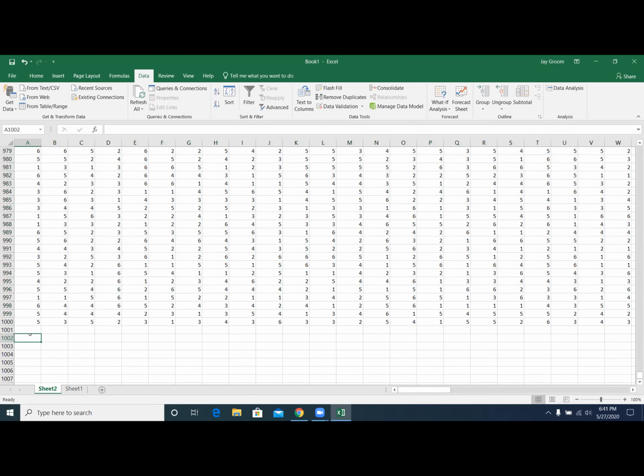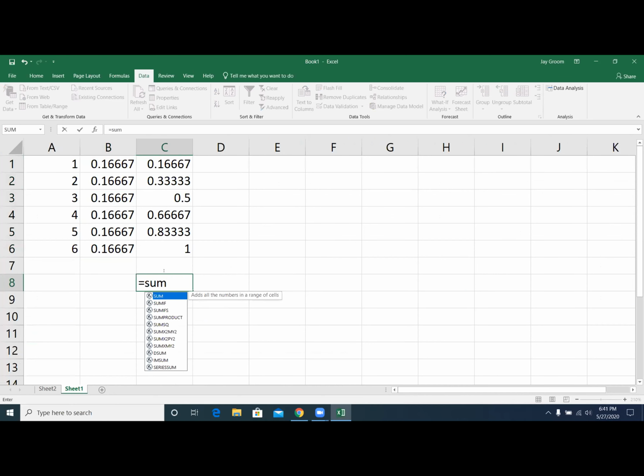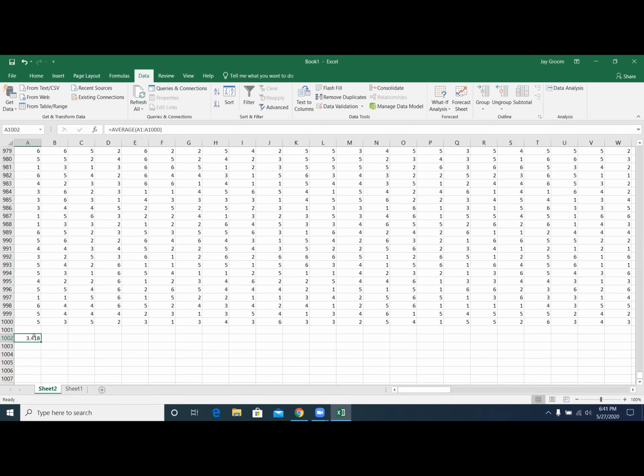Now, what I can do is come to the bottom of this column and find the average of this column, so that's A1 colon A1000. Nice. The average roll in that column is 3.4. By the way, what should it be? Remember, expected value is X times P of X, and then take the sum of those. So the expected value should be 3.5. We're just a little below 3.5.